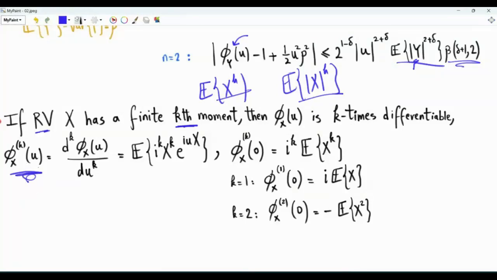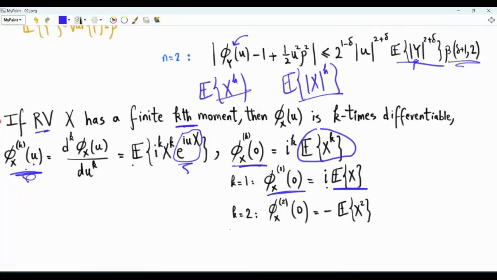And the kth derivative of the characteristic function is the expectation of (ix) to the power k times e to the iux. If we evaluate the kth derivative of the characteristic function with respect to u at u equals 0, this exponential is equal to 1, and we get that the kth derivative evaluated at 0 is i to the power k times the expectation of x to the power k, which means that the value of the kth derivative at 0 is the kth moment times i to the power k. If k is equal to 1, the characteristic function is differentiable once at least, and the value of the first derivative at u equals 0 is i times the first moment of the random variable.